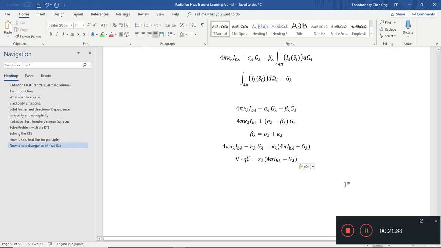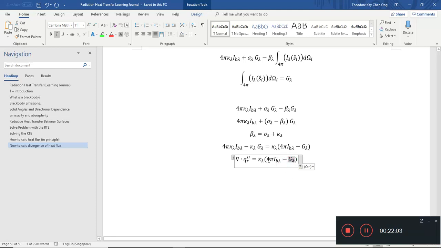So remember what I was talking about, the physical meaning of this radiative divergence of heat flux. This is the net heat that's going out of the system, out of this little control volume. If we take a look at these terms, this is the total radiation being emitted, and this is the total radiation coming in.